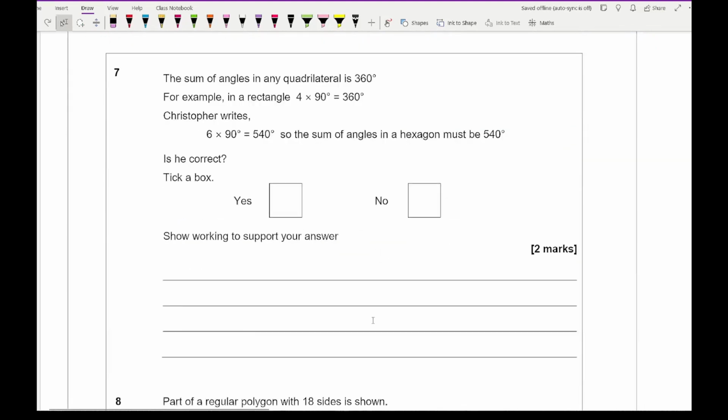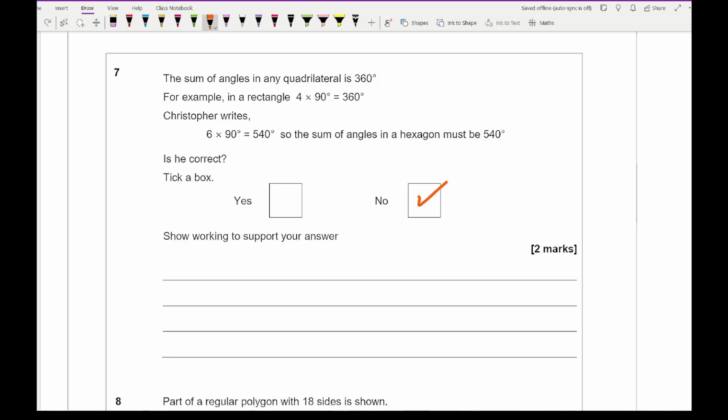Then moving on to question 7, it says the sum of angles in any quadrilateral is 360. For example, in a rectangle, 4 times 90 equals 360. Christopher writes 6 times 90 equals 540, so the sum of angles in a hexagon must be 540. And the question's asking, is he correct? Well, the answer is going to be no.